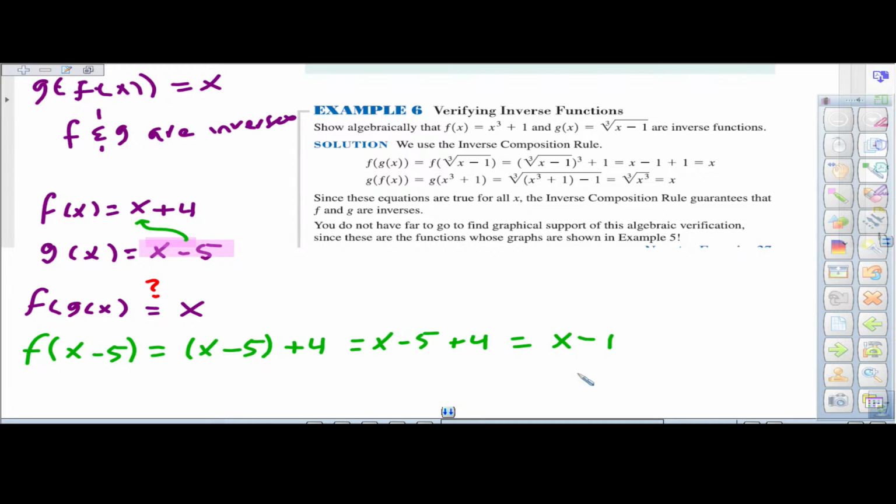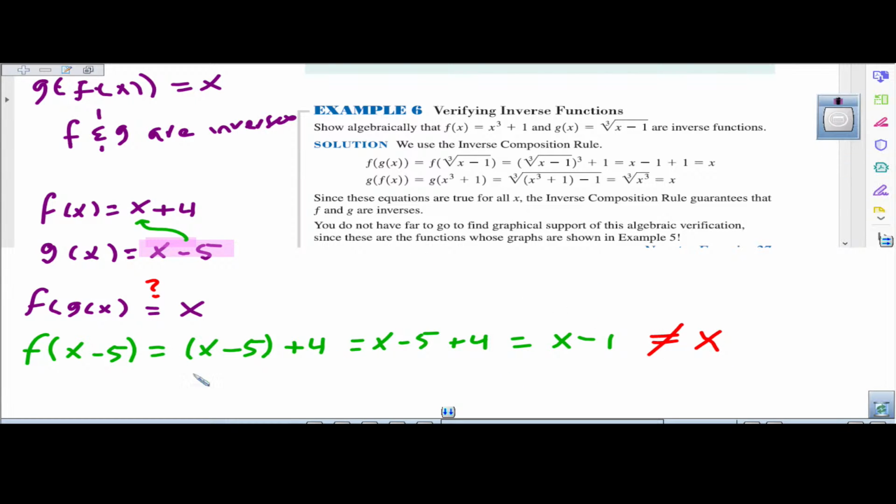Okay, x minus 1. Well, I really don't have to go further here. I'm only using the fact that f of g of x equals x. Well, it doesn't. So I shouldn't even test the other side, right? So I'm just going to have to stop there. This has to equal x. This does not equal x. So I just pause. I could tell right off the bat f and g are not inverses.